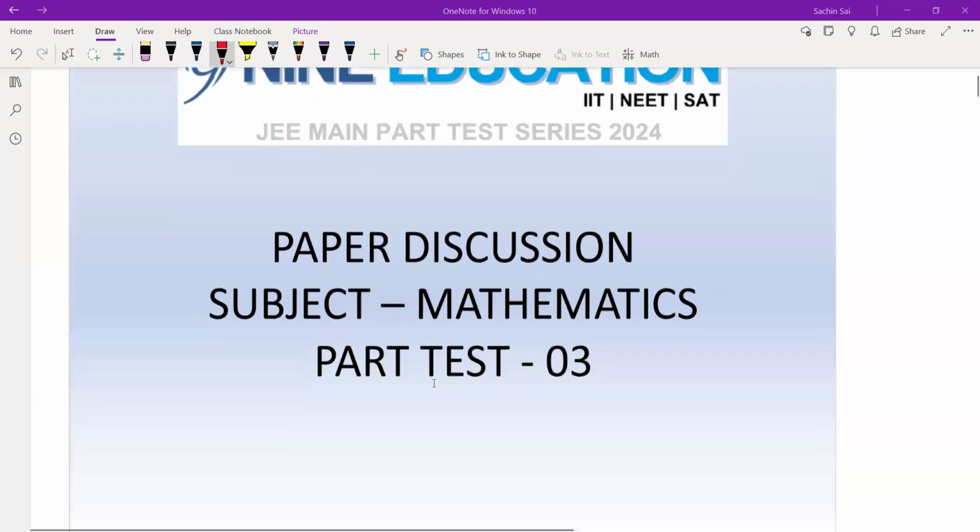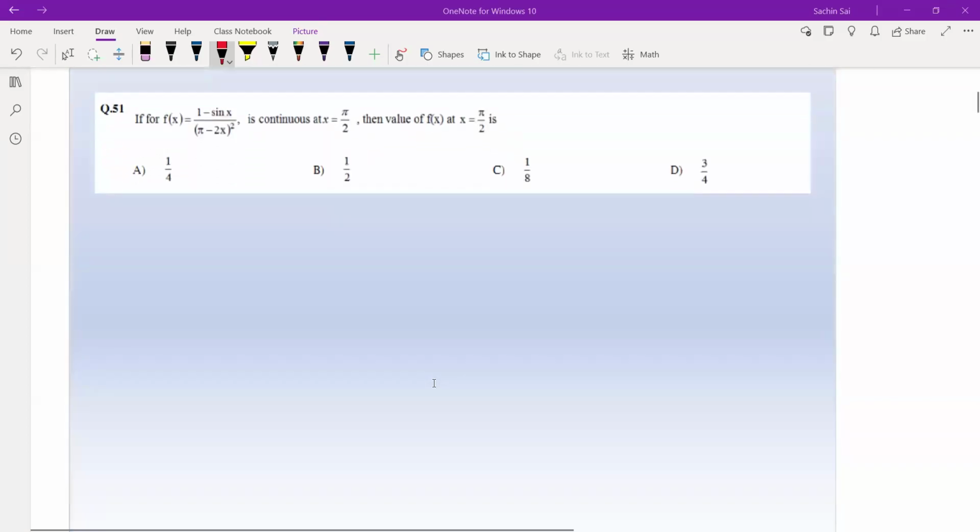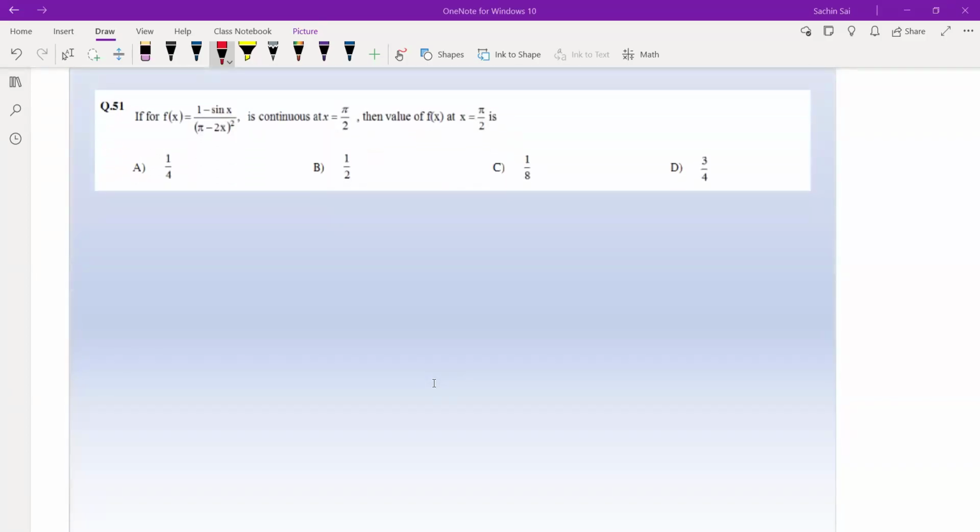So question 51, f of x is continuous at x equals pi by 2. So the value of f of x at x equals pi by 2. What is the condition for the function to be continuous at x equals pi by 2? The value of the function should be equal to the value of the limit, right?